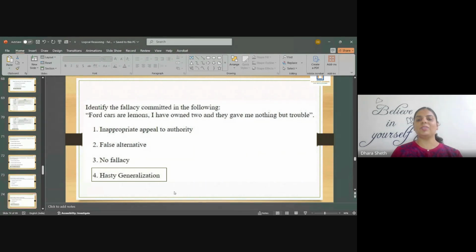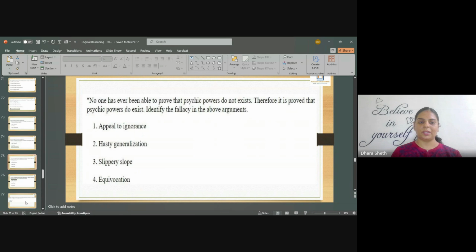False alternative is when you have only 2 choices and you are disregarding all other choices available. Appeal to authority is when you are talking about someone who's an expert or a celebrity in one field, but not in the one which you are giving example of. Okay, here it is hasty generalization, so that would not apply.